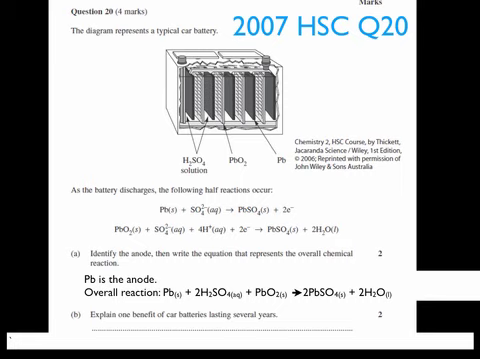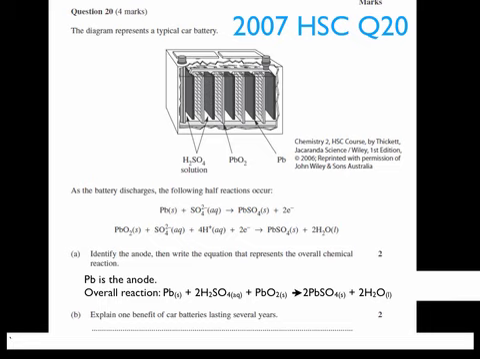One benefit of car batteries lasting several years, you can't quite see what I've put on the screen there, but essentially, what's the benefit of a car battery lasting several years? Firstly, you would say lead is a bioaccumulative neurotoxin. The fact that car batteries last a long time means that it reduces the likelihood of the buildup of lead in the environment that can cause harm to organisms.